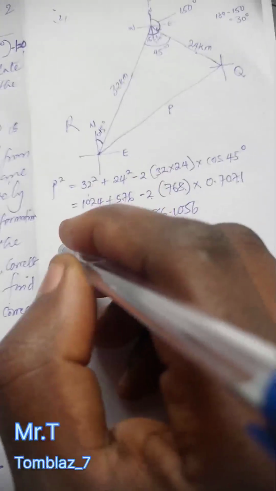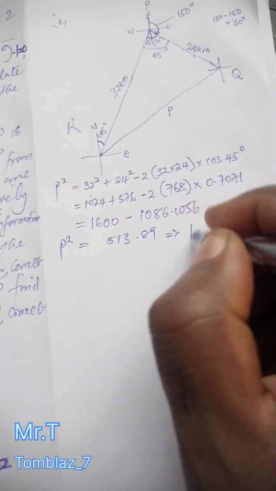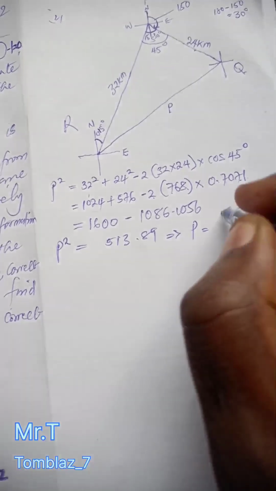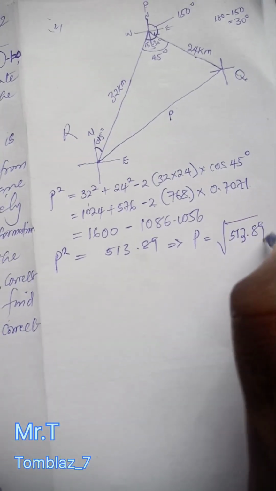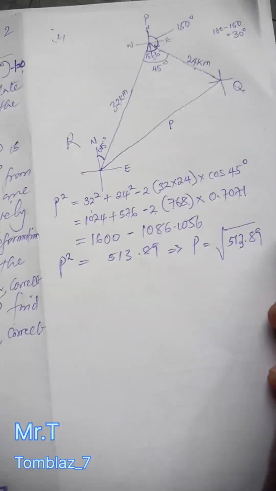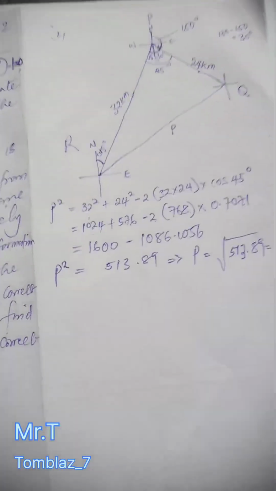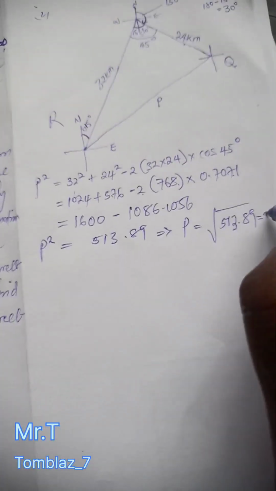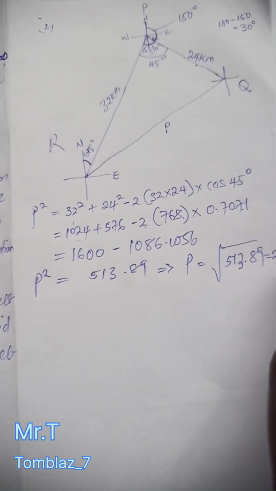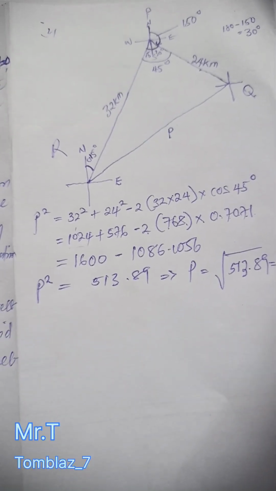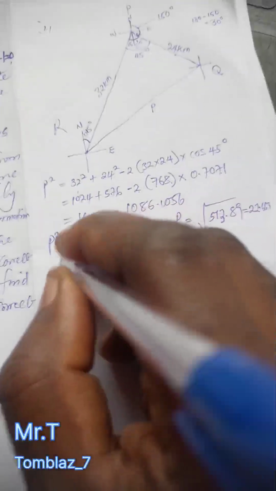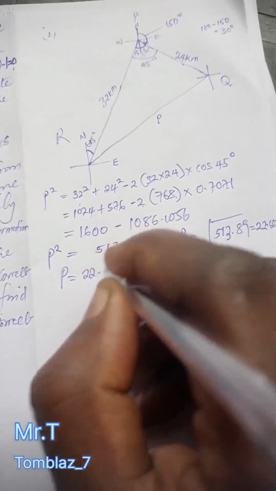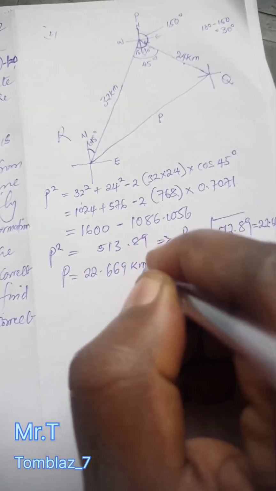513.89. But this is P squared, we are looking for P, so P equals the square root of 513.89, which is equal to 22.669. So your P equals 22.669 kilometers.